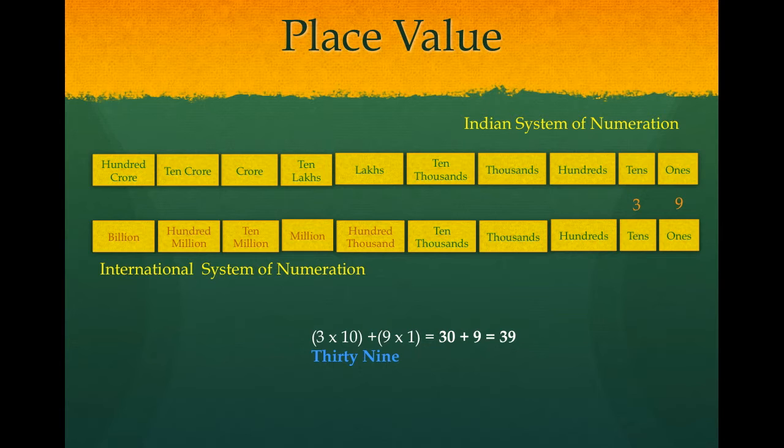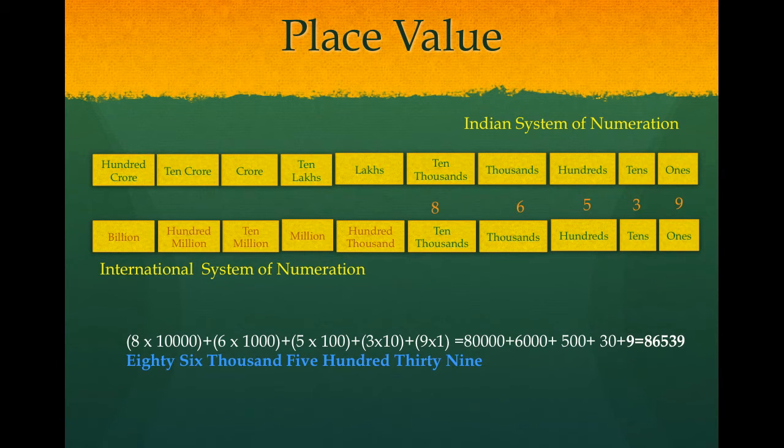Okay. Now let's take a three-digit number. For example 539. We say that 5 is at hundreds place, 3 is at tens place and 9 is at ones place. So this number can be expanded as 5 into 100 plus 3 into 10 plus 9 into 1. Now for a five-digit number, for example 86,539, we say that 8 is at ten-thousands place, 6 is at thousands place, and this number can be expanded as 8 into 10,000 plus 6 into 1000 and then so on.